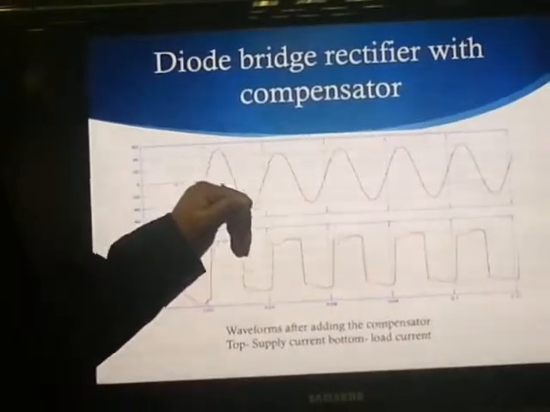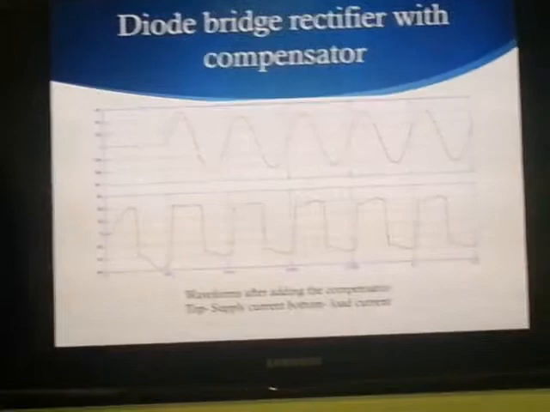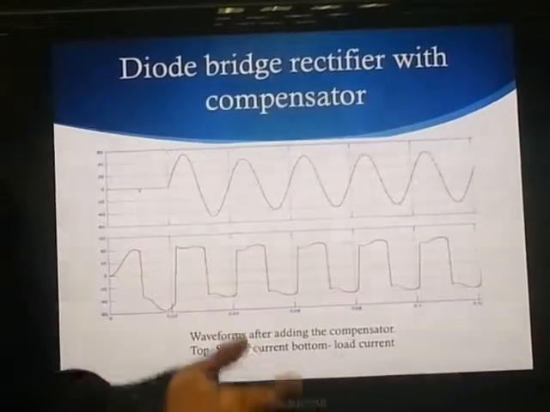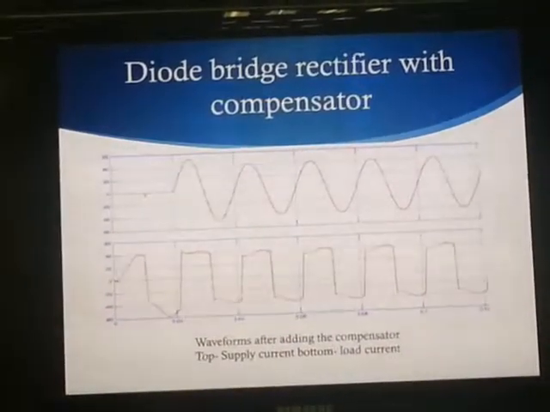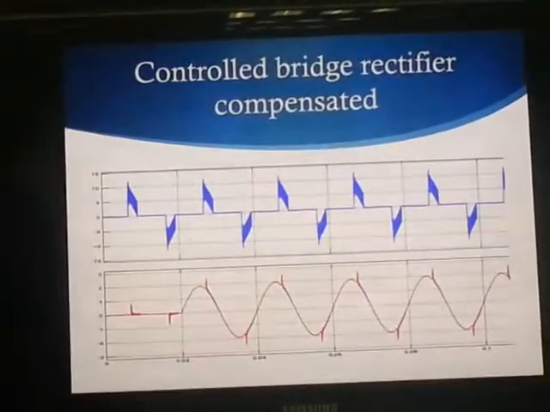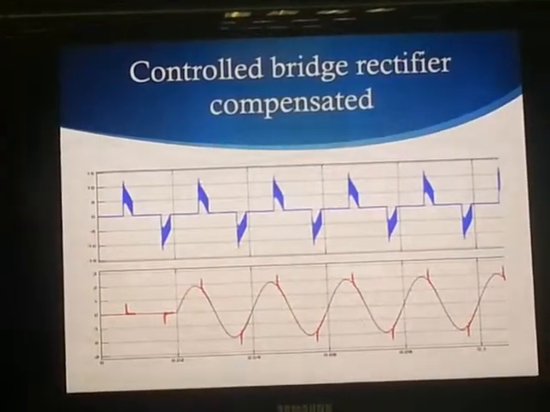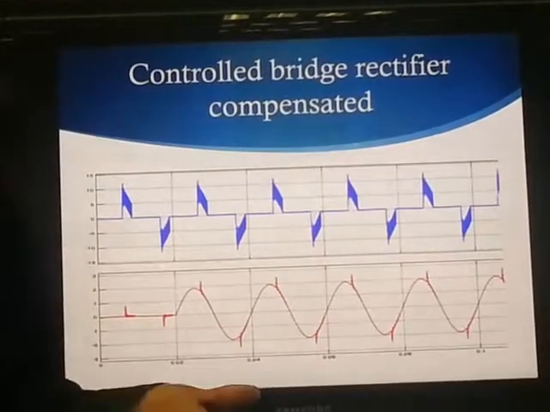same. We were able to compensate the supply current by compensating the non-active current by injecting the compensating current into the system. Another test was carried out on a controlled bridge converter, whereby the diodes got replaced by thyristors, and these thyristors, as you are aware, are fired at different angles, and they can be forced to turn on, but you cannot turn off.